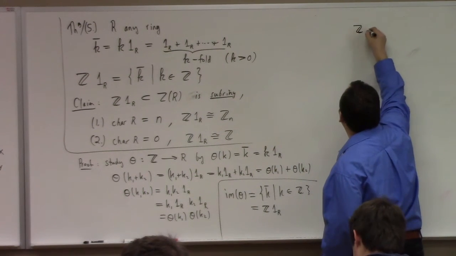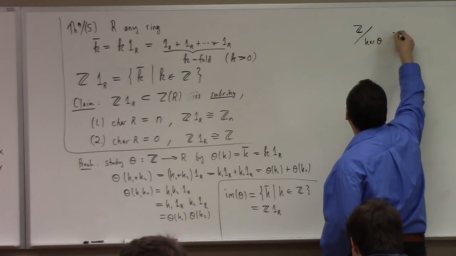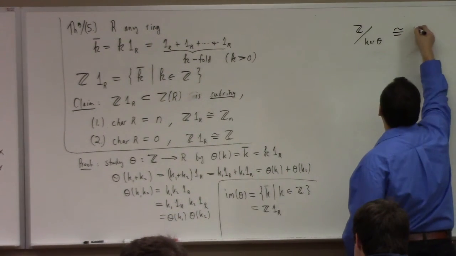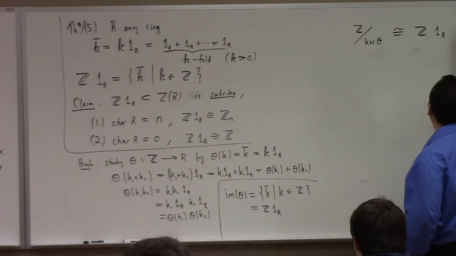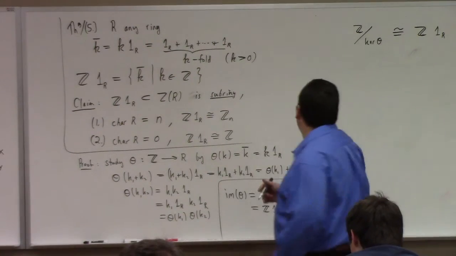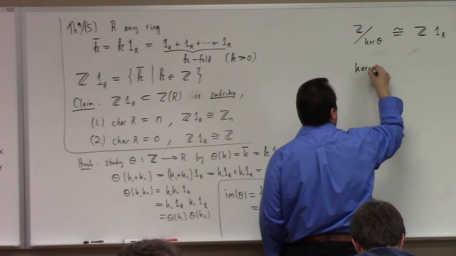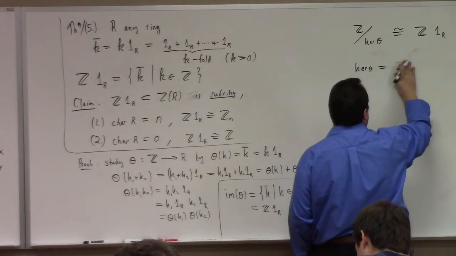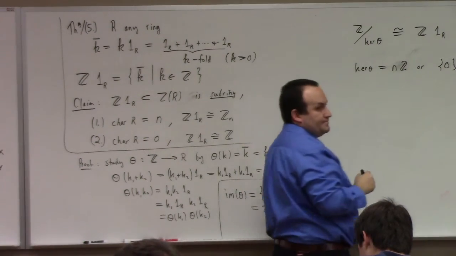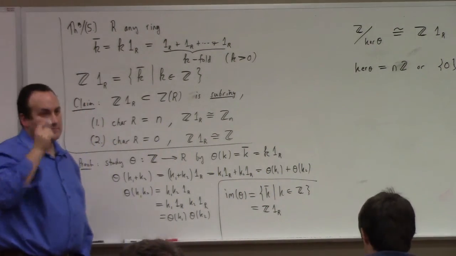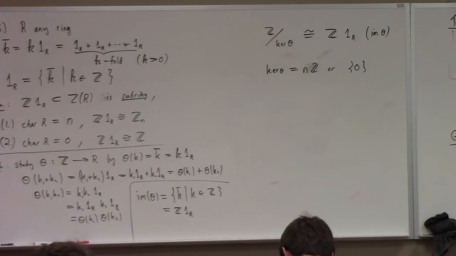Oh, yes. So Z mod the kernel of theta is isomorphic to Z1R, because that's the image of theta. But the kernel of theta is either equal to nZ or it's 0, depending on whether you're characteristic n or characteristic 0. So that's the theorem.